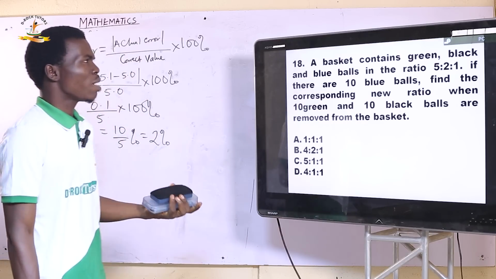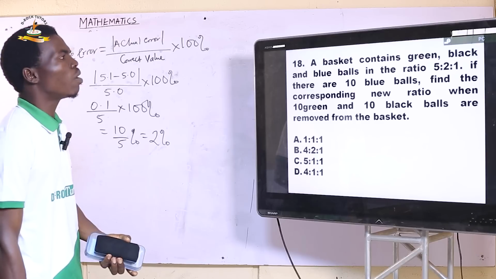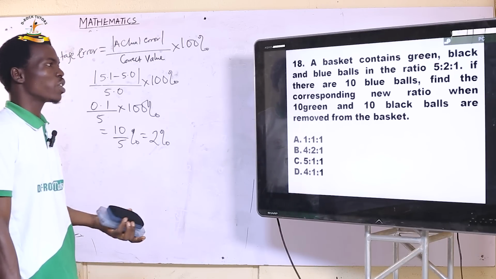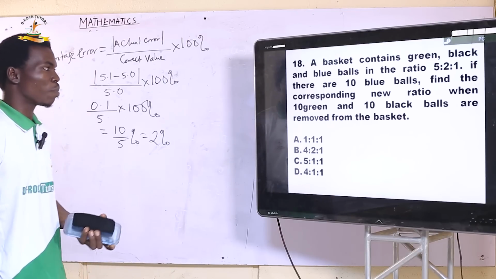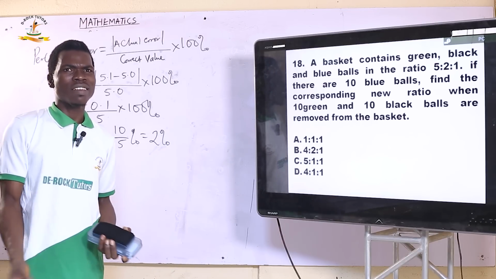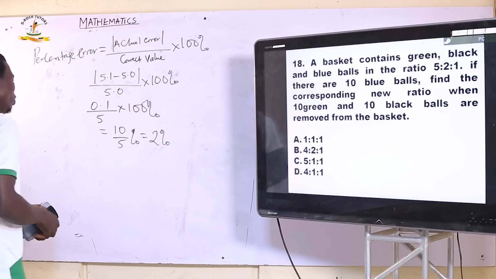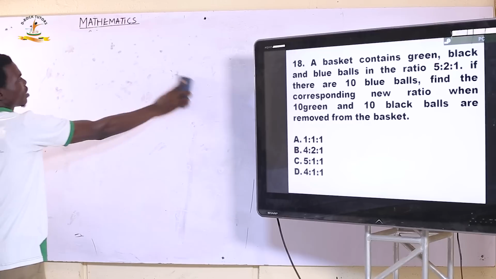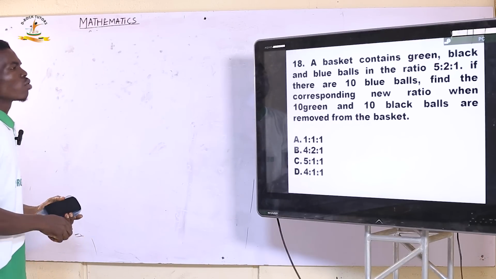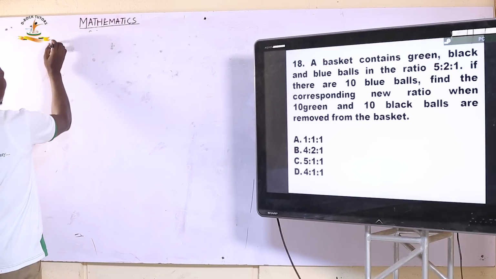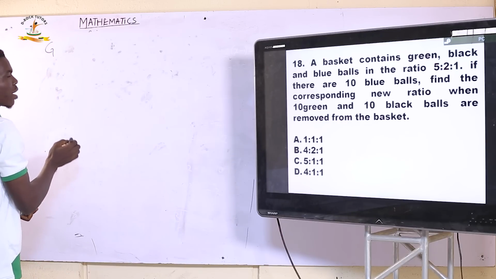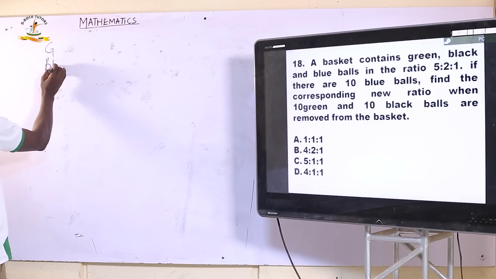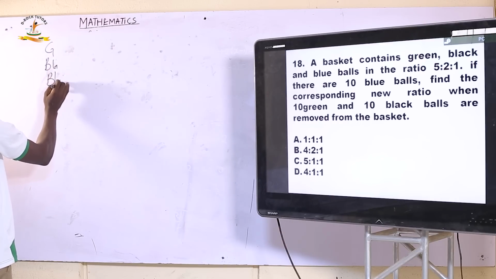Alright, question 18. A basket contains green, black, and blue balls in the ratio 5:1. If there are 10 blue balls, find the corresponding new ratio when 10 green and 10 black balls are removed from the basket. This is a ratio problem, and let's do justice just to that. So we have a basket and we have some balls. So the balls are green, black, so I will write BL for black, and blue, BLU.